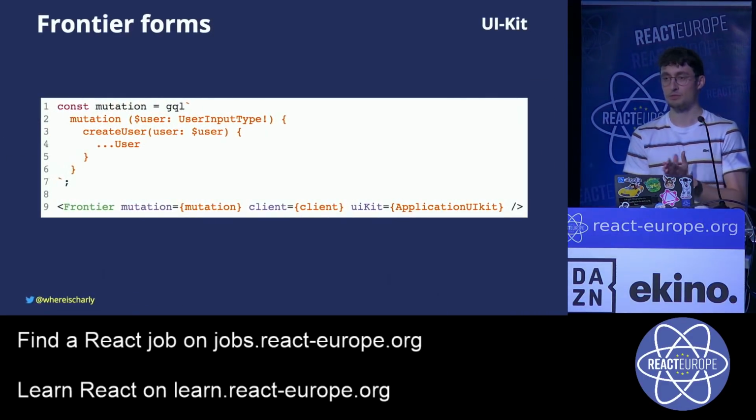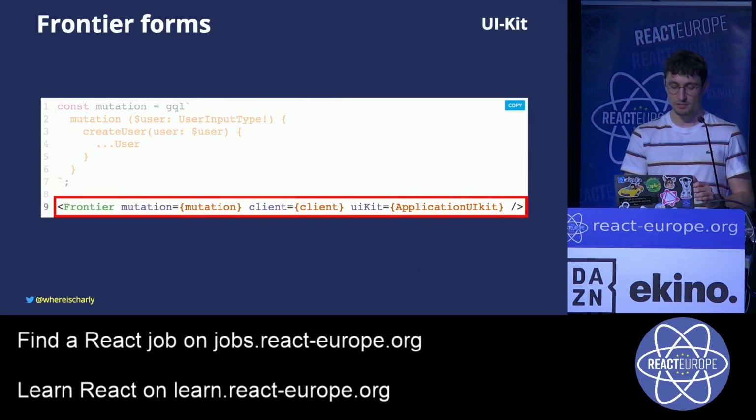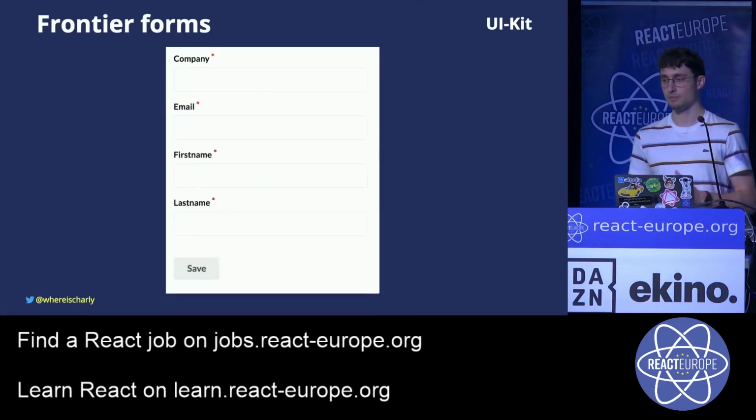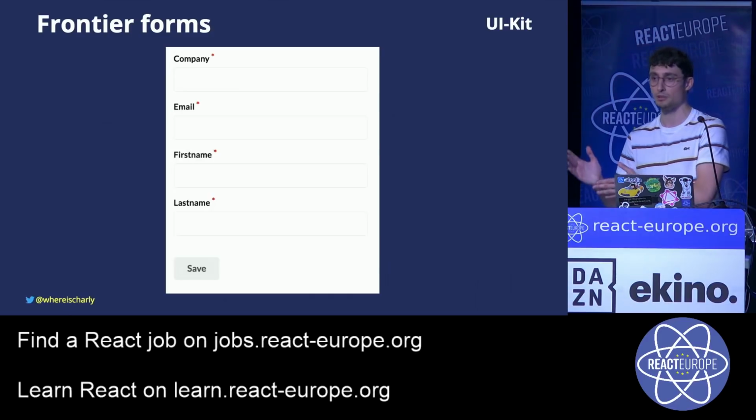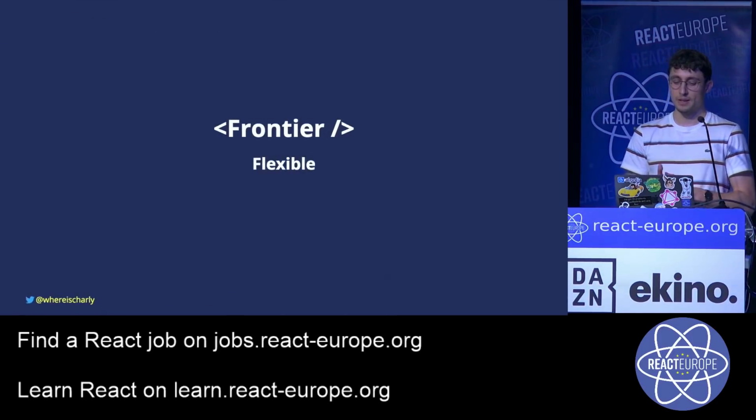This is a form with Frontier that uses the full UI kit rendering. We just provide a mutation. Here we, again, want to create a user with a user input type. The user input type has a mandatory first name, last name, company name, and email. Then we provide the mutation, a client, and a special variable that you built with the Frontier UI Kit API, which is your UI kit. And then it renders the form for you using your UI kit. Here it's a UI kit that has been built using the Semantic UI kit. We're going to see later how to build your UI kit. You're going to see it's super easy. The last point, and the most important, is that Frontier is not a form generation.